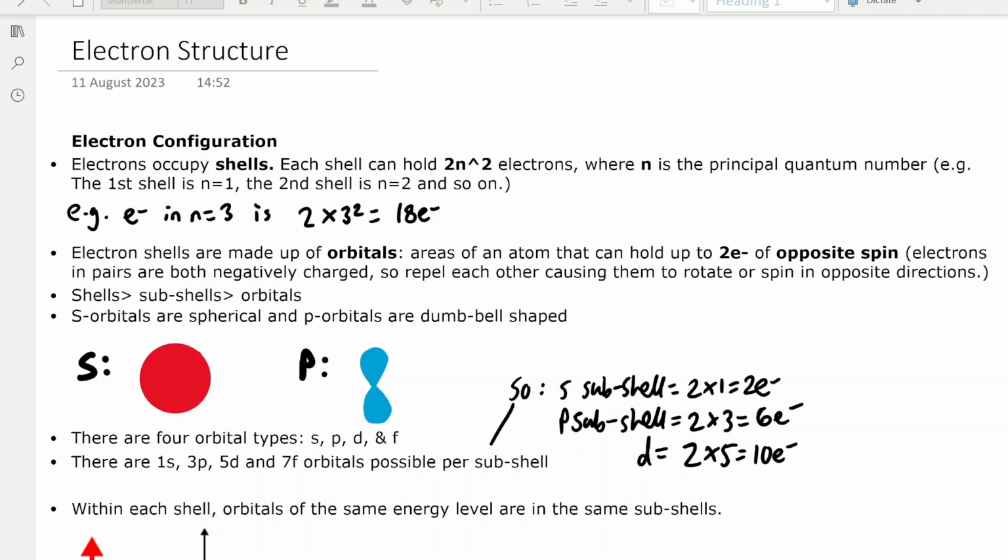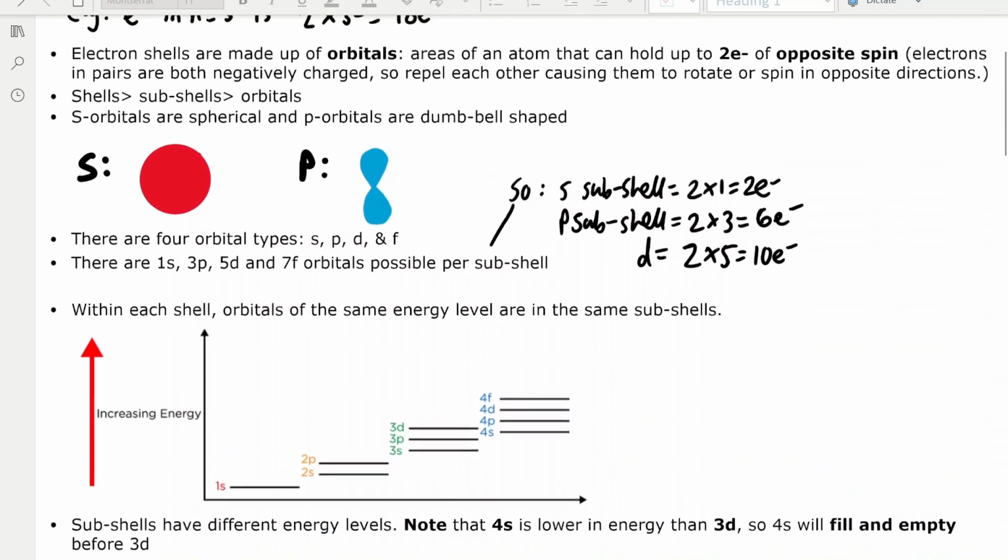S orbitals are spherical and p orbitals are dumbbell shaped, so you can see a drawing. And there are 4 orbital types: s, p, d and f. There are 1 s, 3 p, 5 d and 7 f orbitals possible per subshell. So in the s subshell there are 2 electrons, in the p subshell there are 6 electrons, in the d subshell there are 10 electrons, and in the f subshell there are 14 electrons.